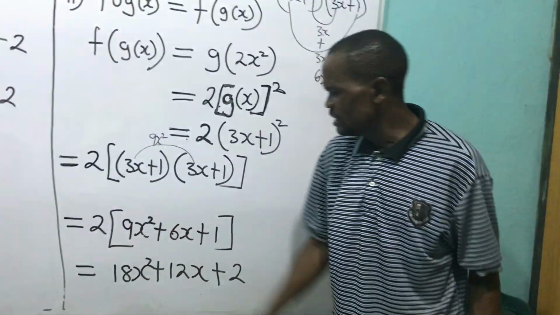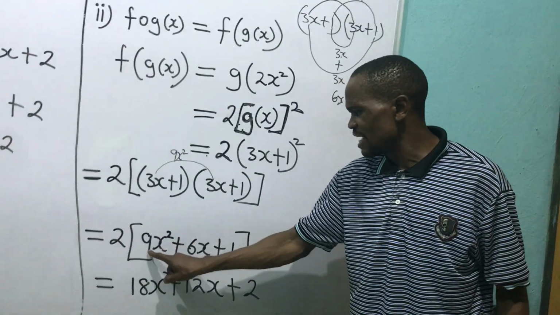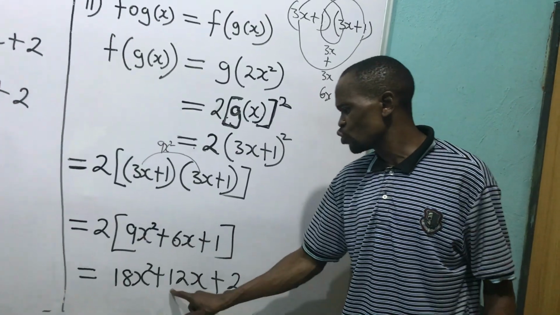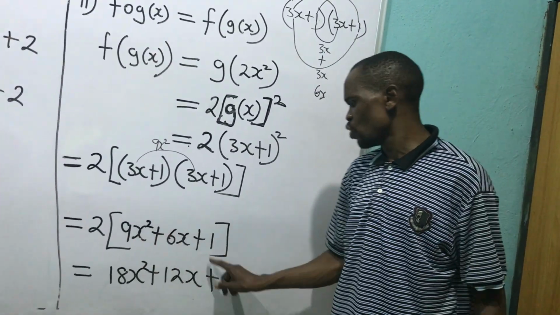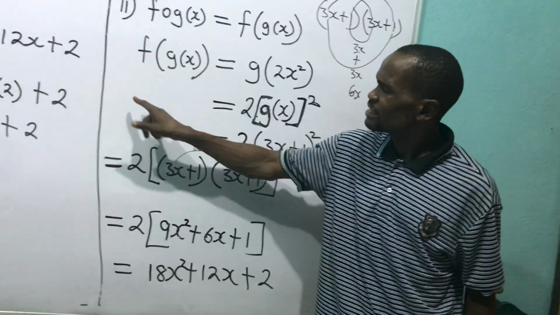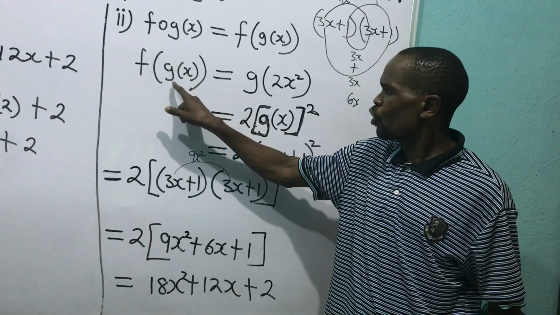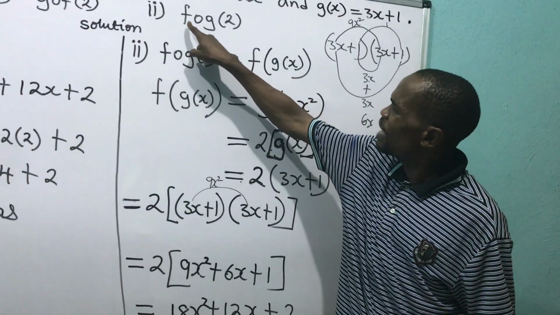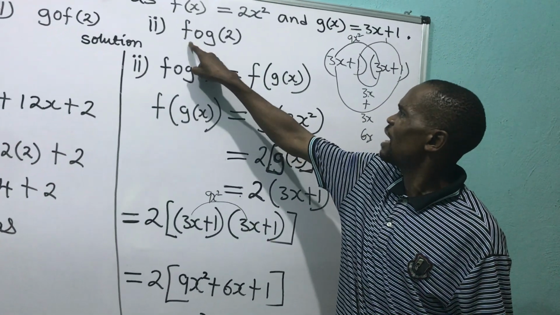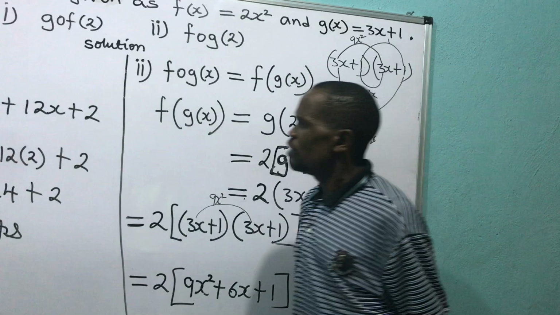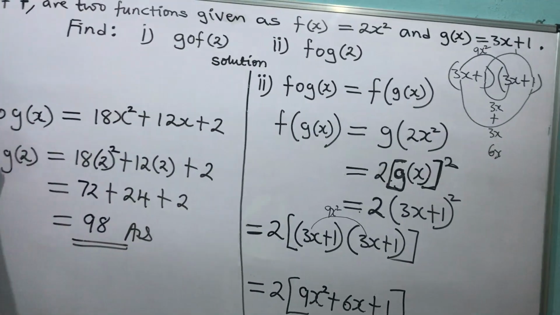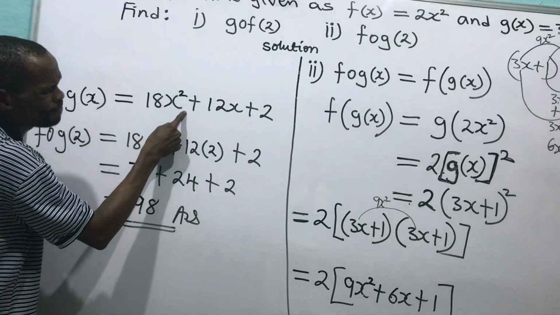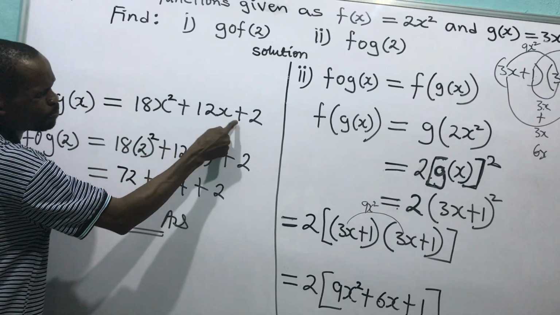Then next, opening this bracket, I have 2 times 9 which gives me 18x squared. 2 times 6 gives me 12x. And 2 times 1 gives me 2. And that's the answer for f of gx, giving me this. But what they asked me to find is f of g of 2. Look at it now. f of gx gives me 18x squared plus 12x plus 2.